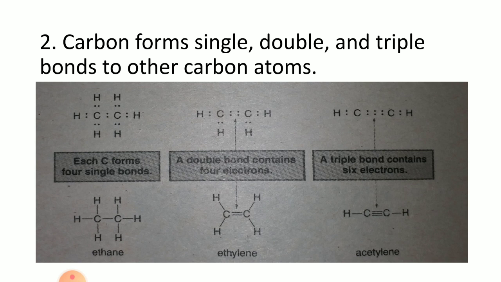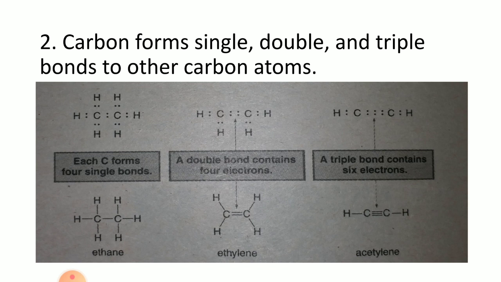On the middle part, which is ethylene, a carbon atom surrounded by 3 atoms forms 1 double bond. In ethylene, which is C2H4, each carbon atom is surrounded by 3 atoms, which are 2 hydrogens and 1 carbon. Thus, each carbon forms a single bond to each hydrogen atom and a double bond to the carbon atom.